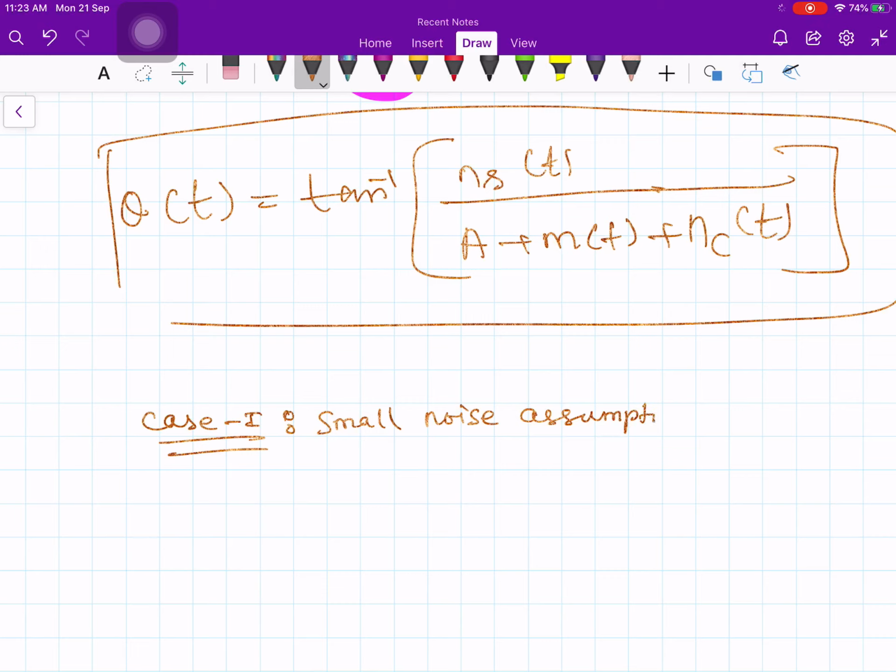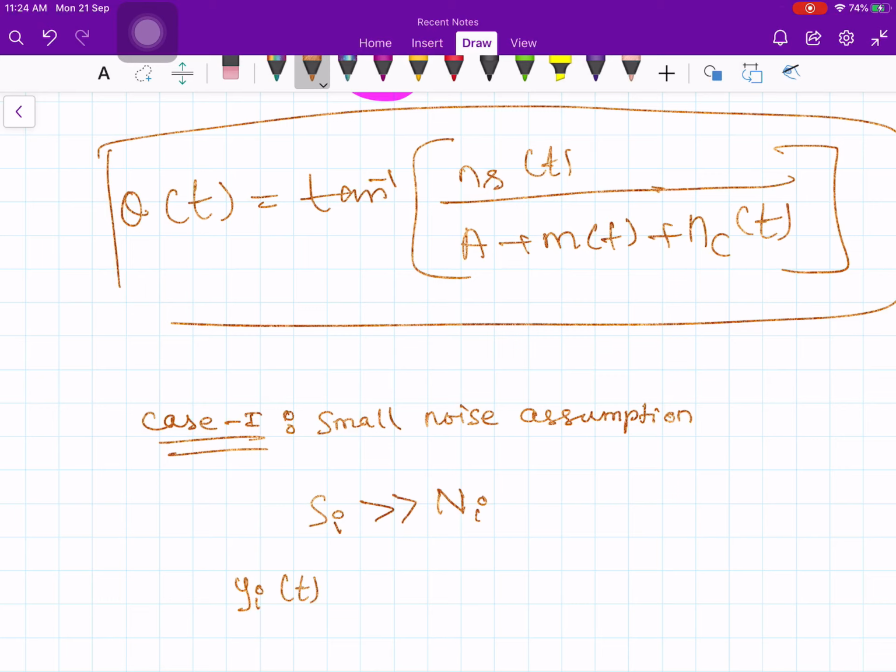Small noise assumption means that the noise level is smaller than the signal amplitude. Essentially, the signal power at the input is much greater than the noise power. Okay, so input power Si is much greater than the input noise power to the detector. That means the signal is much stronger than the noise.